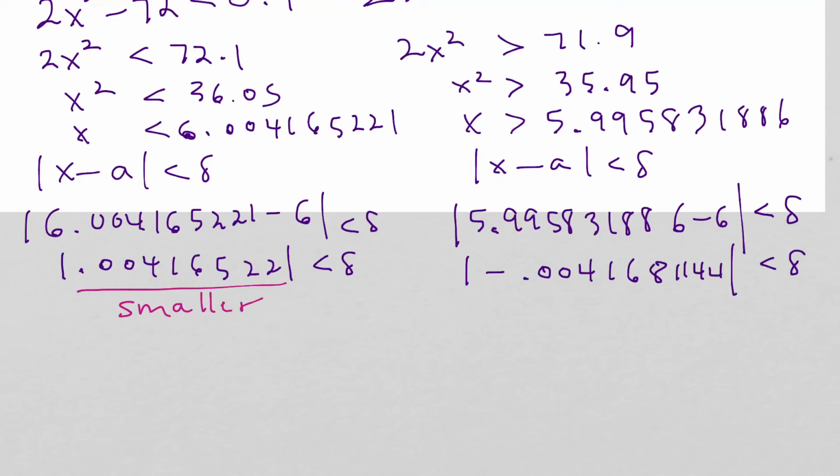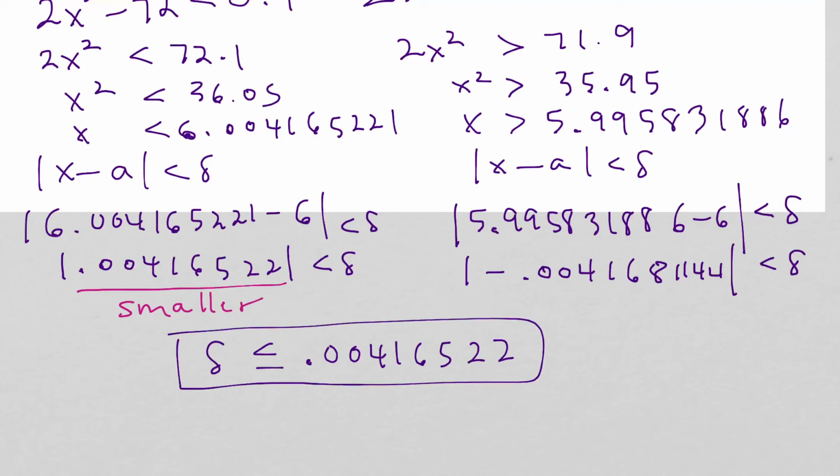So I'm going to say that delta has got to be less than or possibly equal to 0.0041652 in order for the limit to approach within that epsilon that we're given. That's what we're being told here. Now, let's just make sure you understand why you would always want to pick the smaller one.